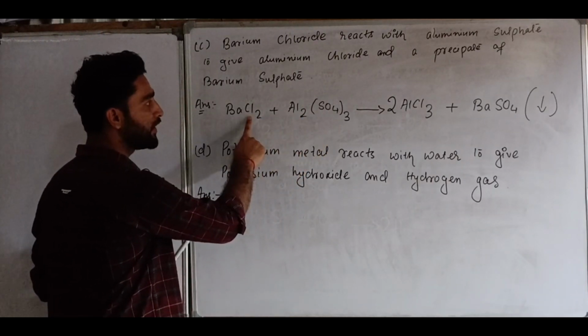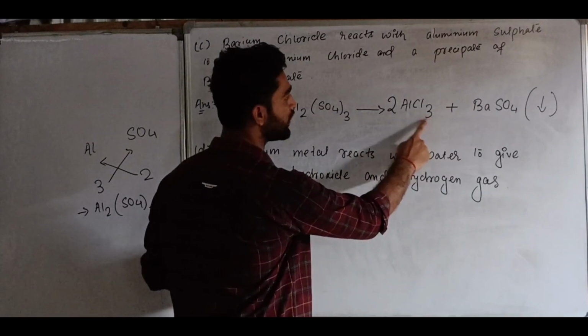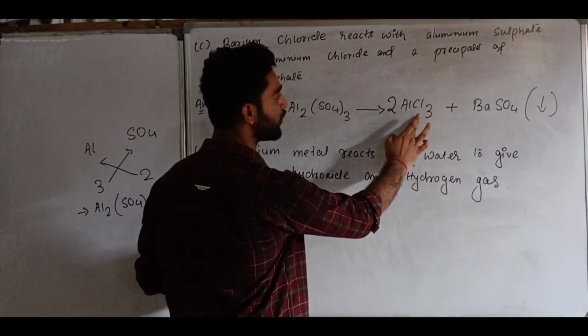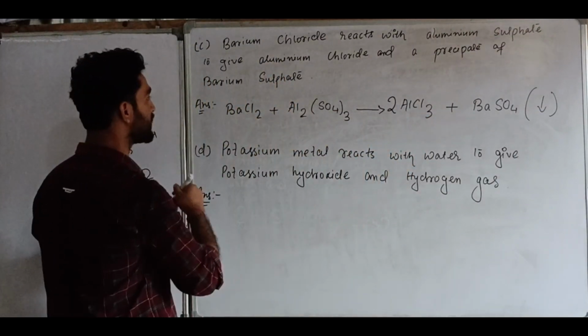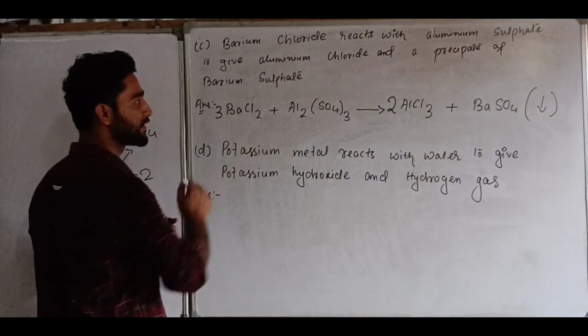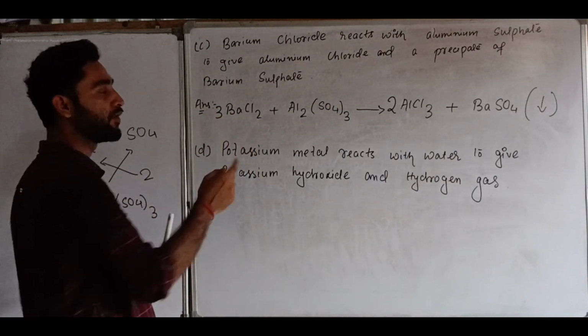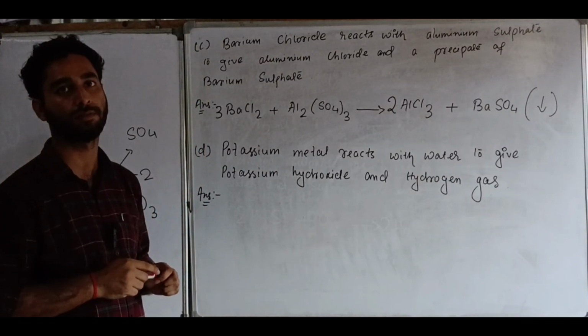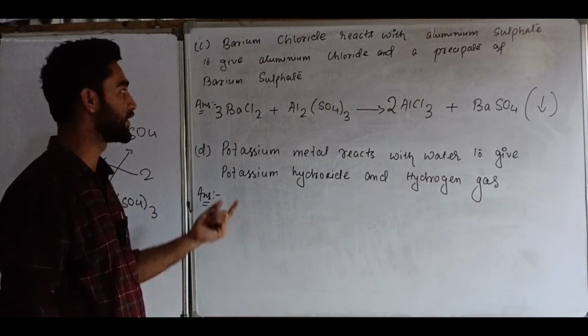So chlorine this side, how many? 2. This side chlorine, how many? 3 2s are 6. This side chlorine is more. So try to balance this side. Put 3 here. So this will become 3 2s are 6. Whenever you are putting a number, always start from the beginning, that is from the metals. Again check, start from the metals.